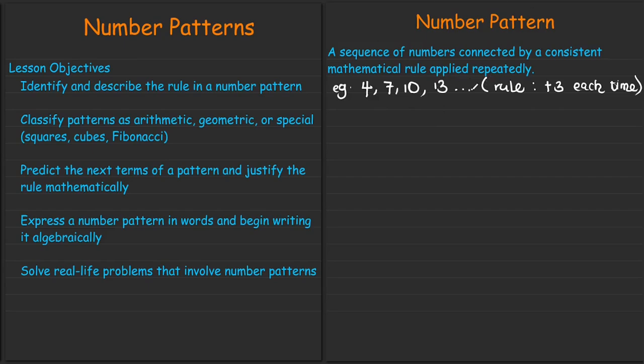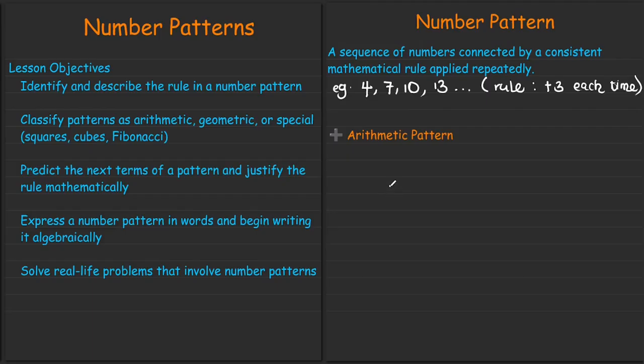Back to number patterns. There are so many number patterns, but we'll be considering 4 of these. The first being arithmetic patterns, the second being geometric patterns, the third being a square or cube, and then the last one, the Fibonacci type. So let's start by looking at what the arithmetic pattern is.